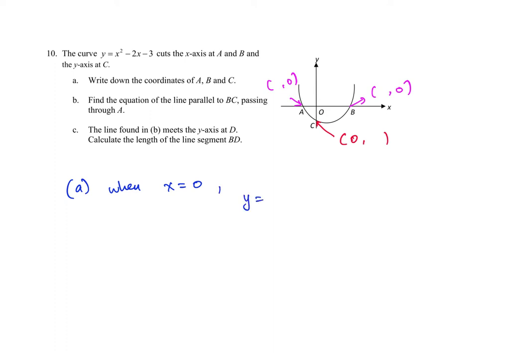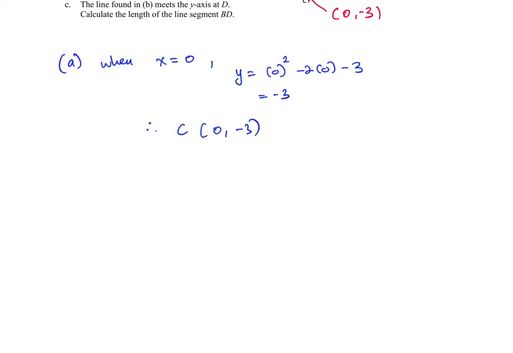When you sub inside the equation, it's 0 squared minus 2 times 0 minus 3, you get the answer of negative 3. So you know that this part here is actually negative 3. Therefore, the C coordinate is just (0, -3), and you're done. Now, to get A and B, from what I said just now, I'm going to let the y be 0.